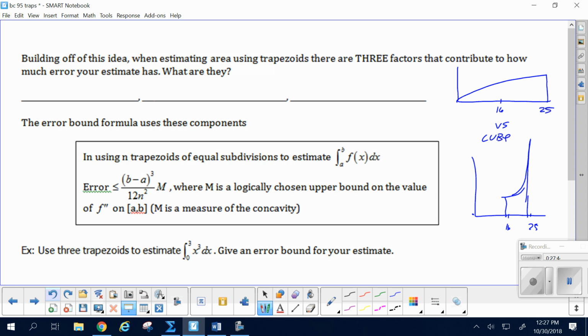Okay. Give me one of the 3. How high? How concave it is.